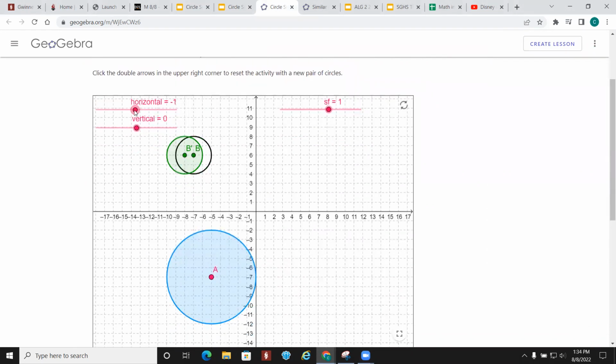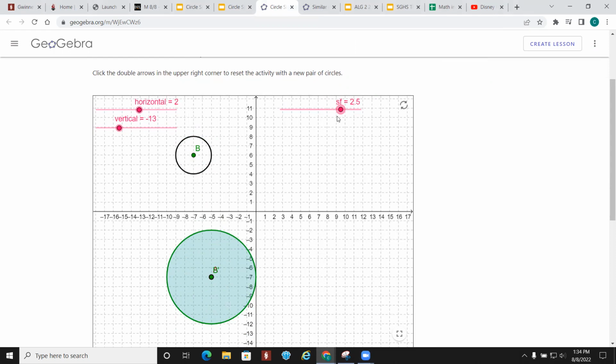Go to the right. It just keeps moving. There we go. And then what do I do now? Then you're going to go down about, yeah. And then go to the SF slider, and a little off. Ta-da. Horizontal moves it left and right, vertical moves it up and down, and the scale factor dilates it.